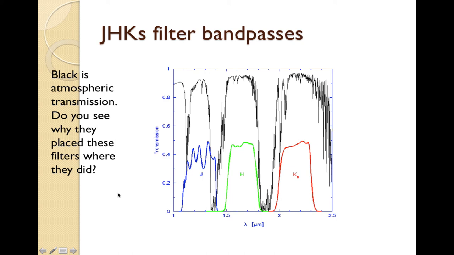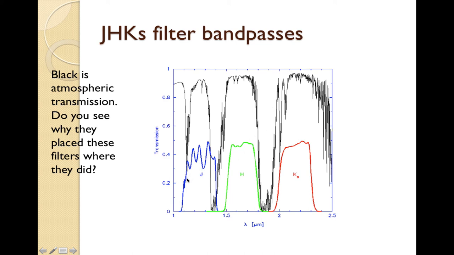Here's another set of filter band passes. We've talked before about how it's really hard to do infrared from the ground. Well, this is near infrared, and these are the filter band passes for J, H, and K. But look, they've also put in here a black transmission profile, and this transmission profile is the atmospheric transmission. And so you get these bites taken out of your signal from extraterrestrial sources by the water and the carbon dioxide in the air.